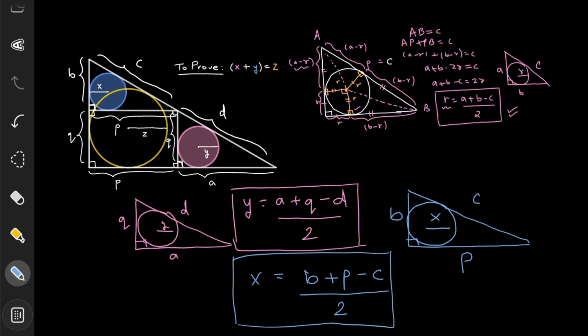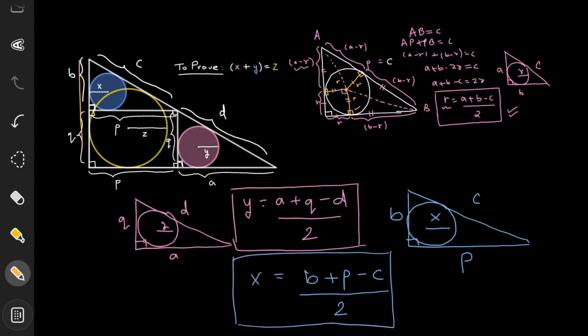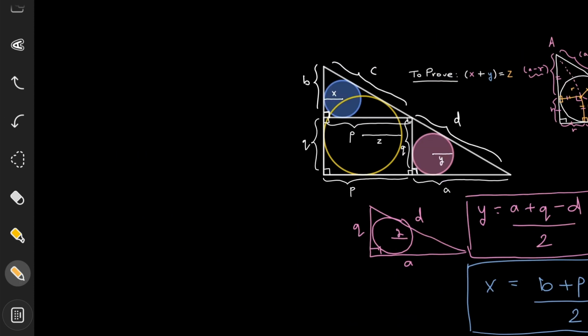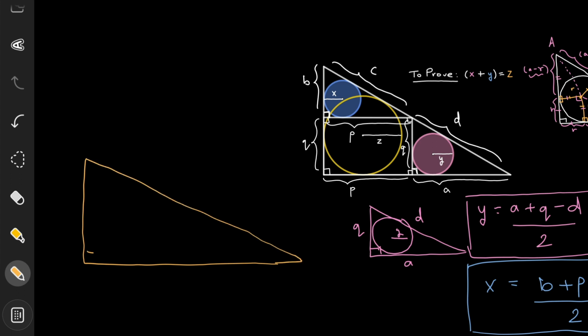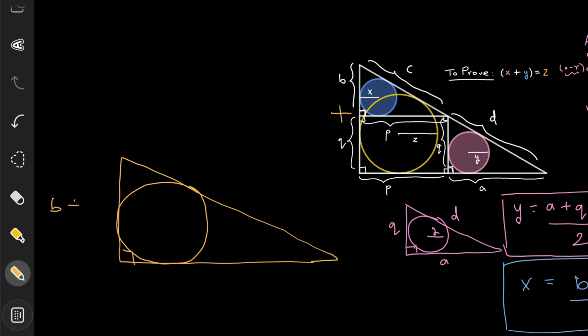Okay. Now let us take the third circle and the third right angle triangle, and this one is the biggest right angle triangle that is inscribing the yellow circle. So the biggest right angle triangle is like this, and inside this we have the yellow circle that is tangent to all the three sides. Okay. Now what can you say about the height of this right angle triangle? So this thing is simply going to be b plus q. So the height of this right angle triangle is b plus q.